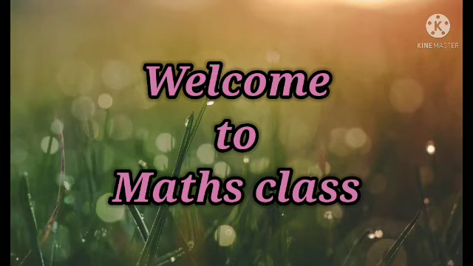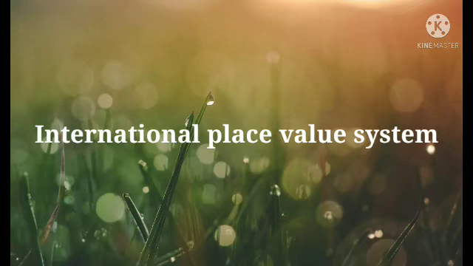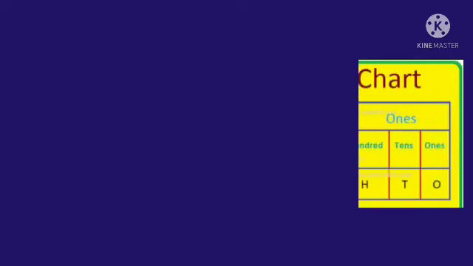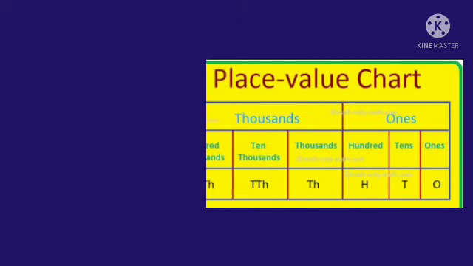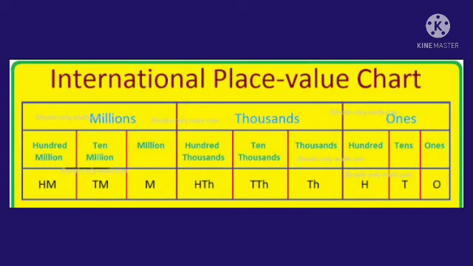This is Max class. Today, let's revise the topic International Place Value System. Children, in the International Place Value System, the periods are ones, thousands, and millions. Here, three digits are placed in each period. The place values are ones, tens, hundreds, thousands, 10,000s, 100,000s, millions, 10 millions, 100 millions.